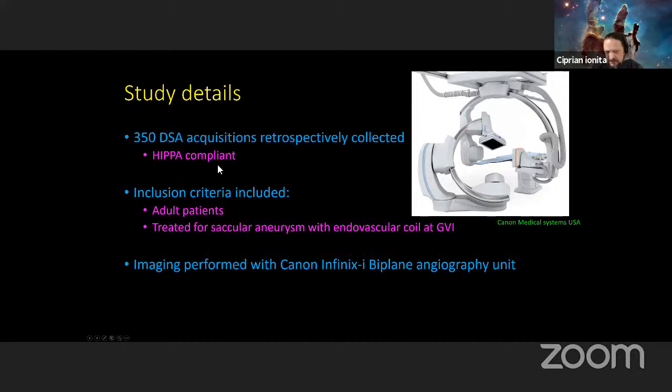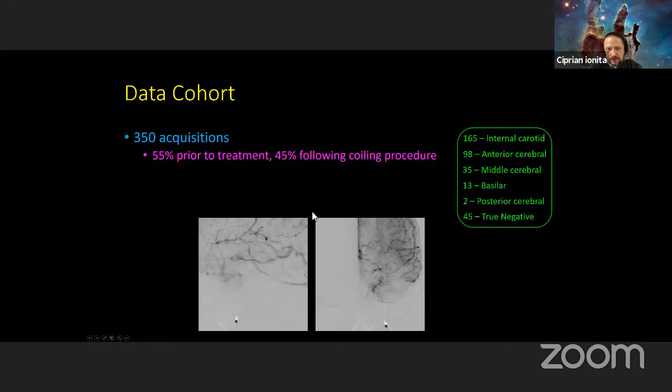We're working in one center. It is only Canon equipment at the Buffalo Gates Vascular Institute. We use only adult patients treated for saccular aneurysm with coil or pipeline, and as I said, we're using Canon Infinix biplanes for everything that we do. If you're wondering about the distribution, 55 prior to treatment, 45 following coil procedures or pipelines.